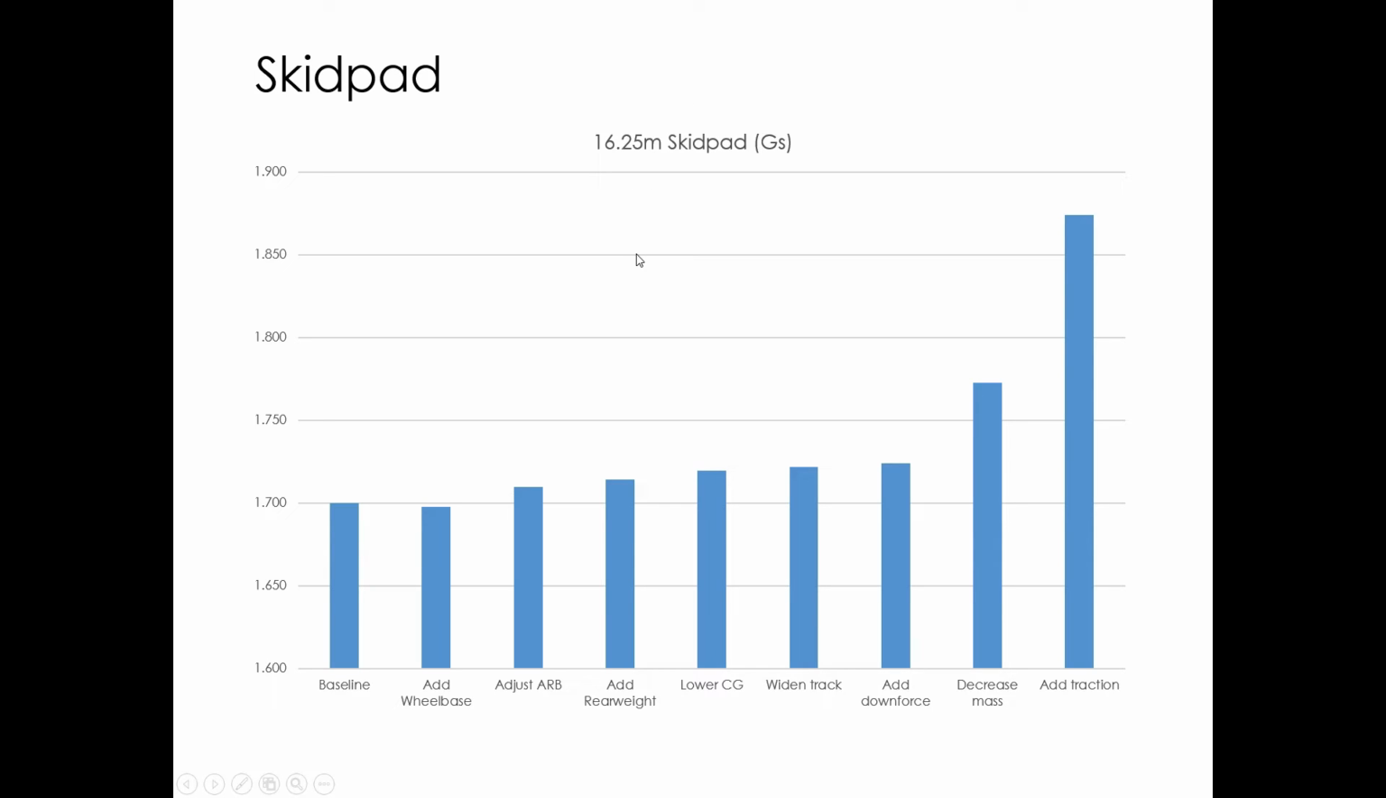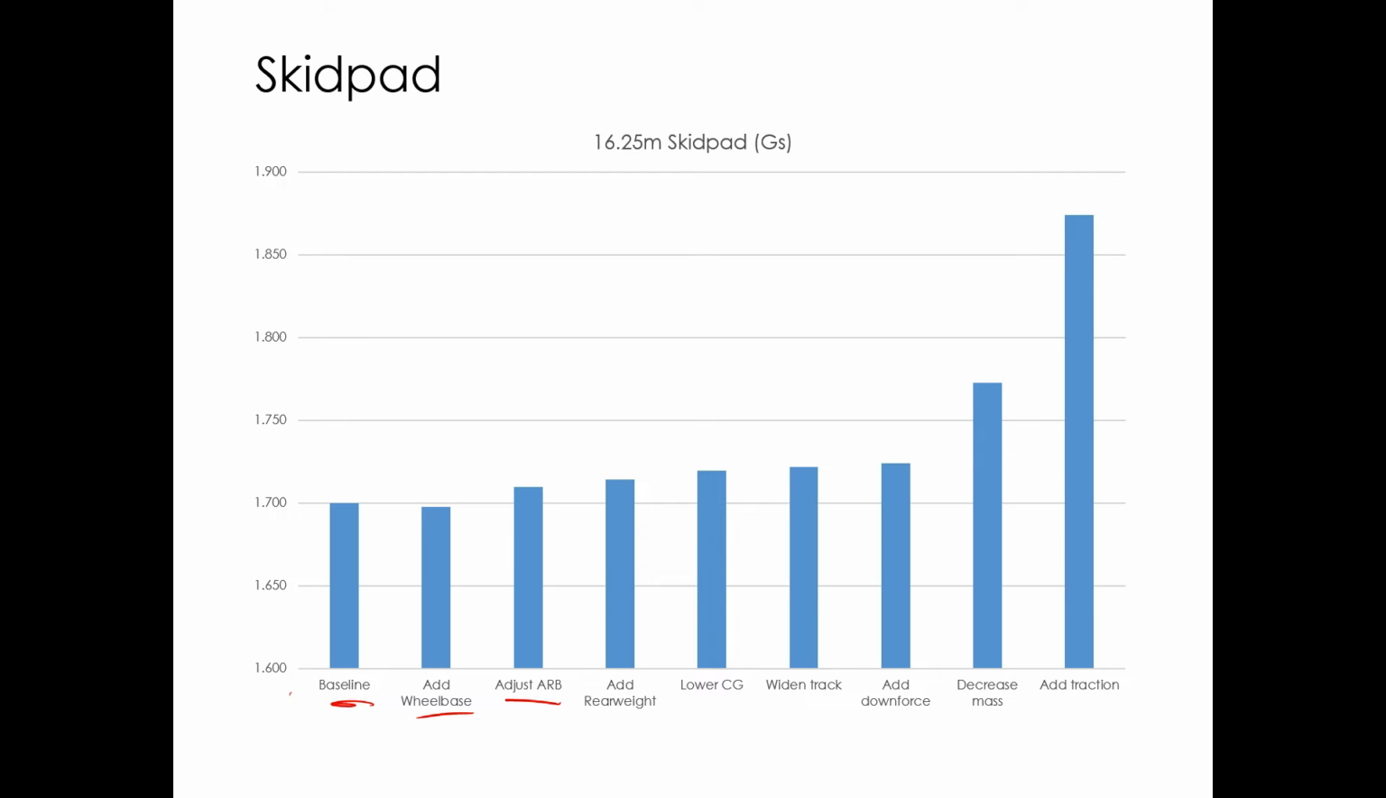So this is skid pad G's, so higher is going to be better on this. This is a 16.25 meter diameter skid pad, lateral acceleration in G's. This would be the baseline number. Wheelbase, very little impact. Changing the anti-roll bar made it a little bit better. And in this case, I basically changed it one way and then changed it the other way and picked whichever one made it faster.